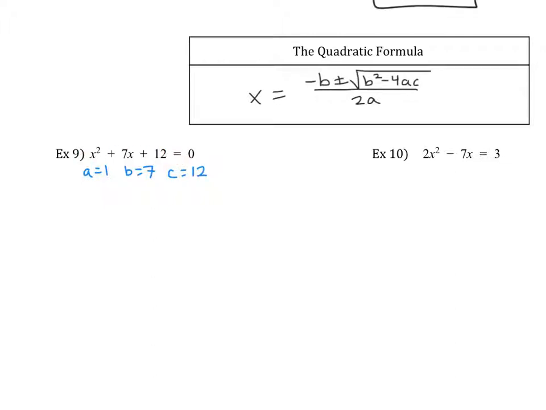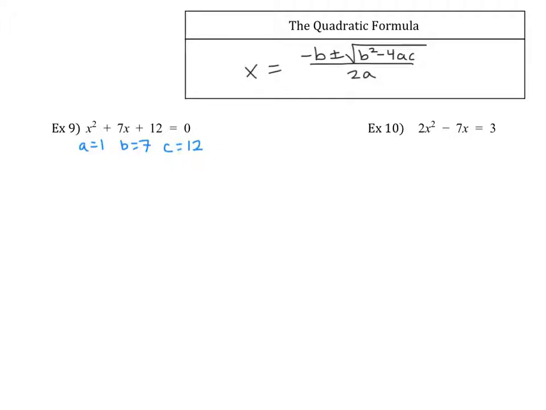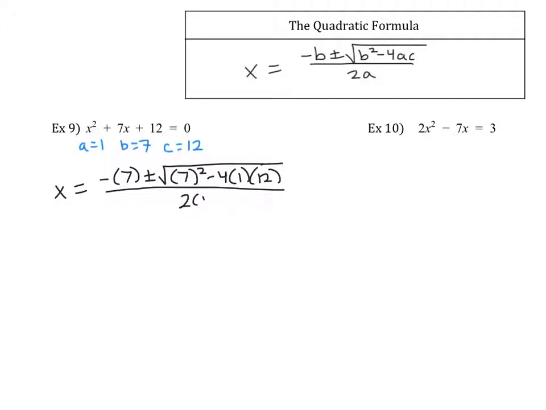Now, you do need to make sure that your equation says equals 0 before you list these a, b, and c values. Now, the other nice thing about the quadratic formula is that as long as you have the formula memorized, it's really easy to use. You're just substituting. So we do x equals negative, parentheses, b, which is 7, plus or minus the square root of, parentheses, 7 squared minus 4 times parentheses 1 times 12. Remember, we always substitute with parentheses, all over 2 times 1.